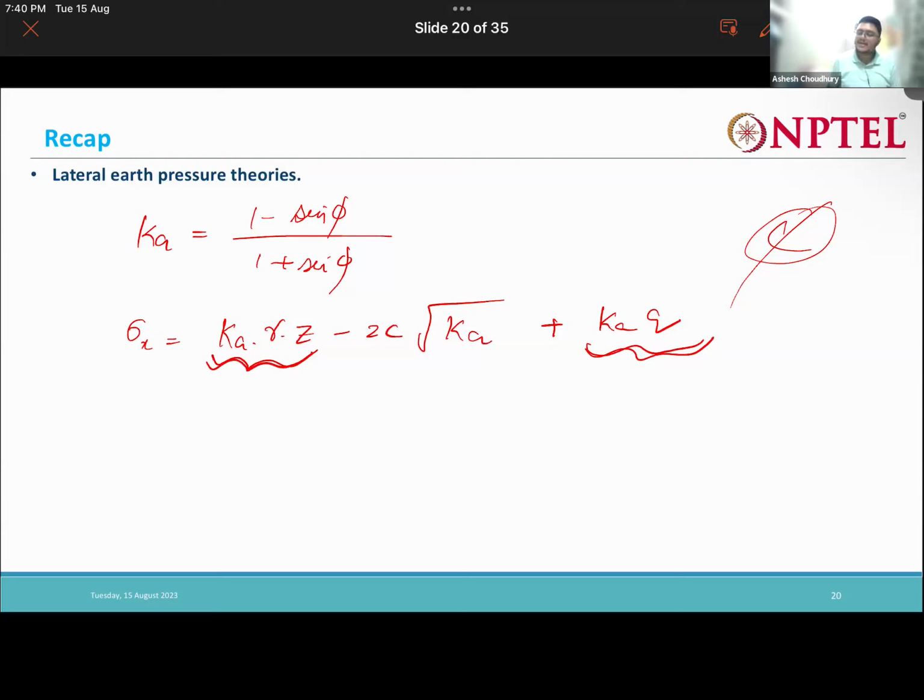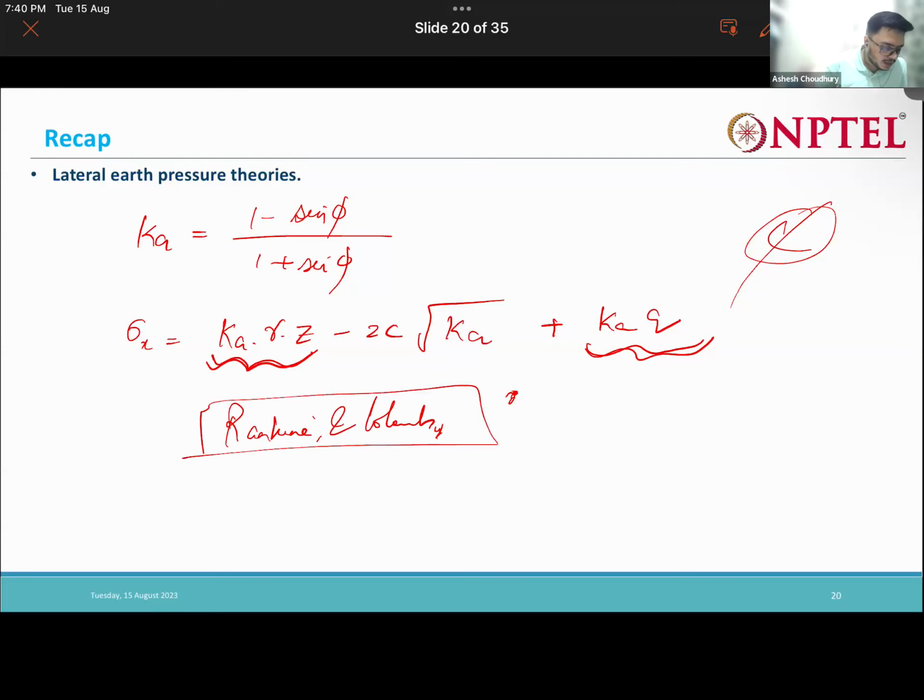Now, as you know, there are many earth pressure theories. Rankine earth pressure theory, then Coulomb. These are the main earth pressure theories that were given, right? I won't write down these equations, we will just go through them. Rankine had given some equation for Ka. If you have an inclined backfill soil, you have some expression for Ka.